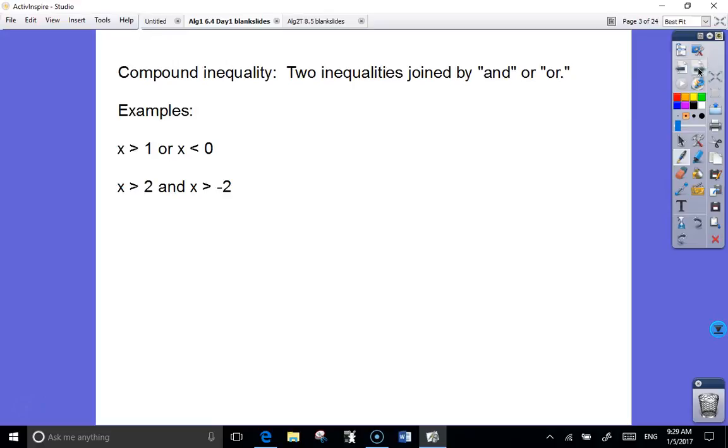Right, so compound inequality, two inequalities, and they're joined together by a word. It's either "and" or it's "or". So examples would be x is greater than 1 or x is less than 0. That's a compound inequality. Right? x is greater than 2 and x is greater than -2. That's a compound inequality. Right? It's two different separate ones. In order to know whether the whole thing is true or false, you got to consider each part.